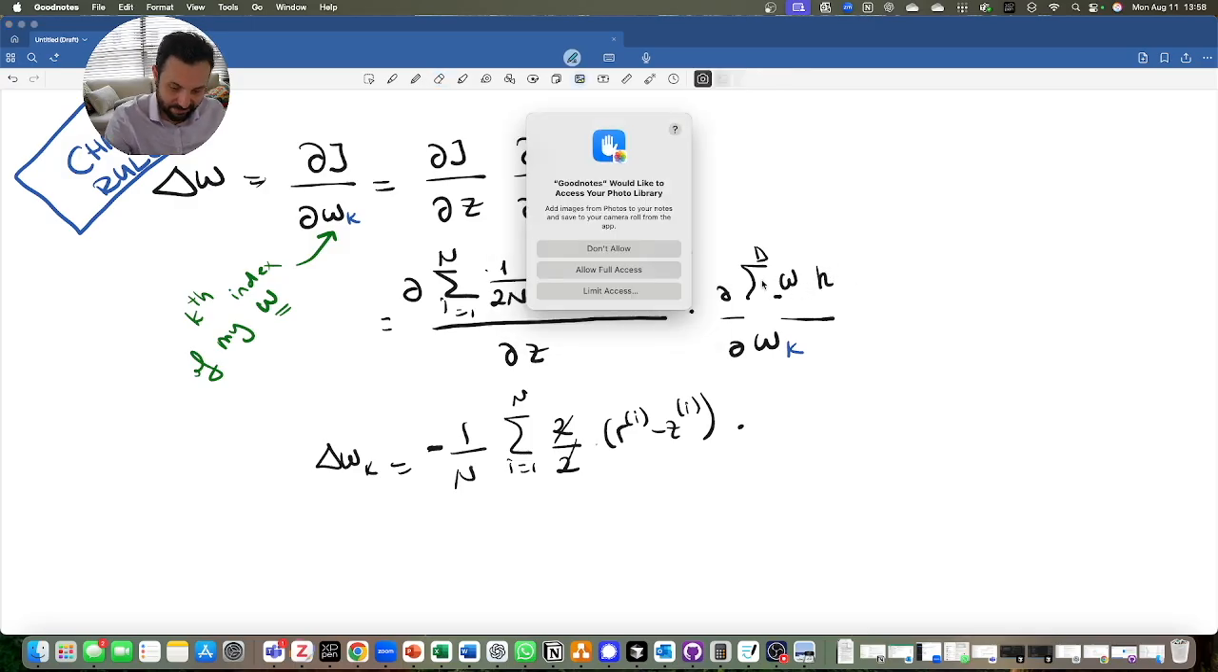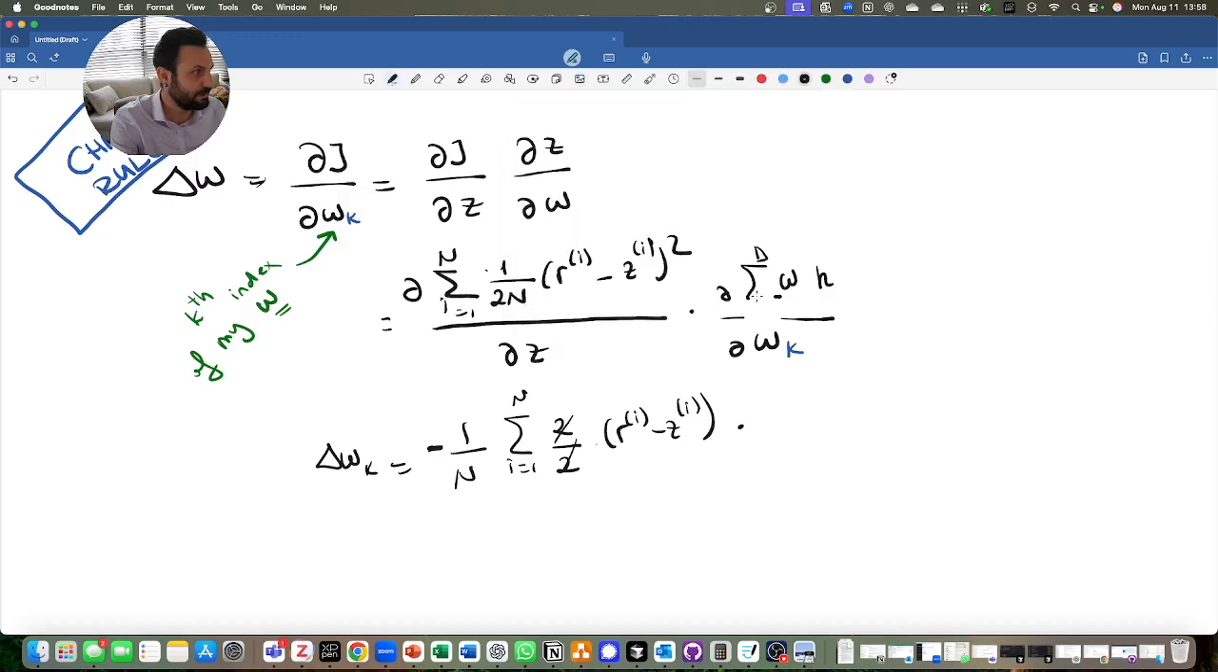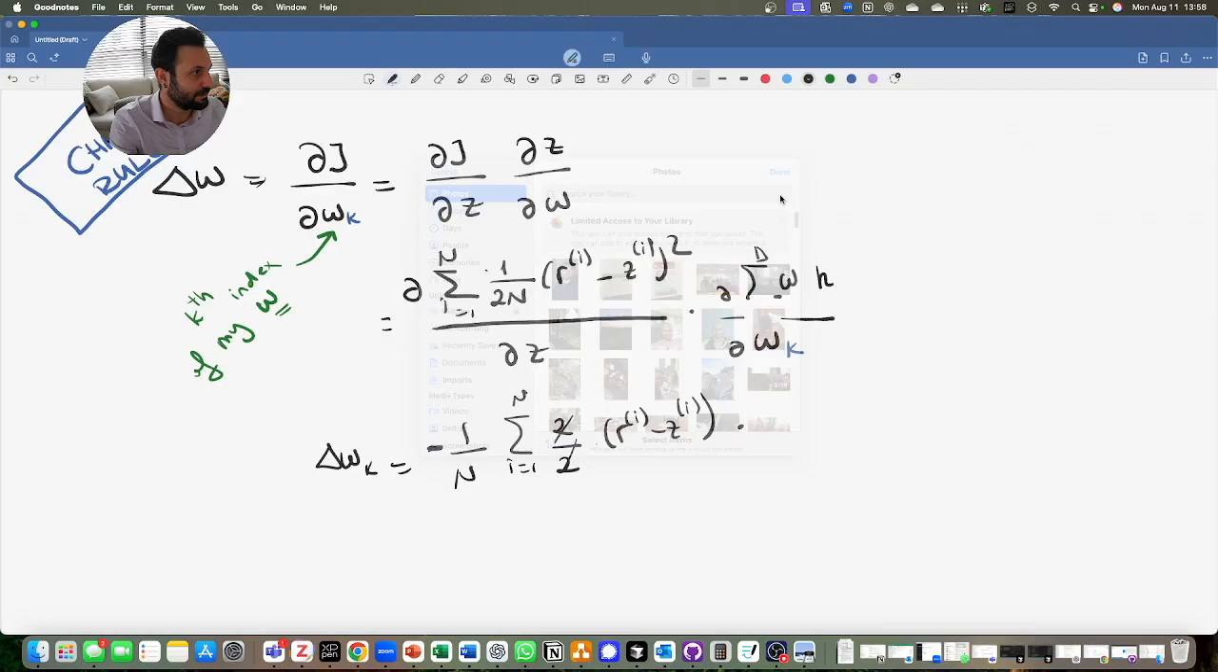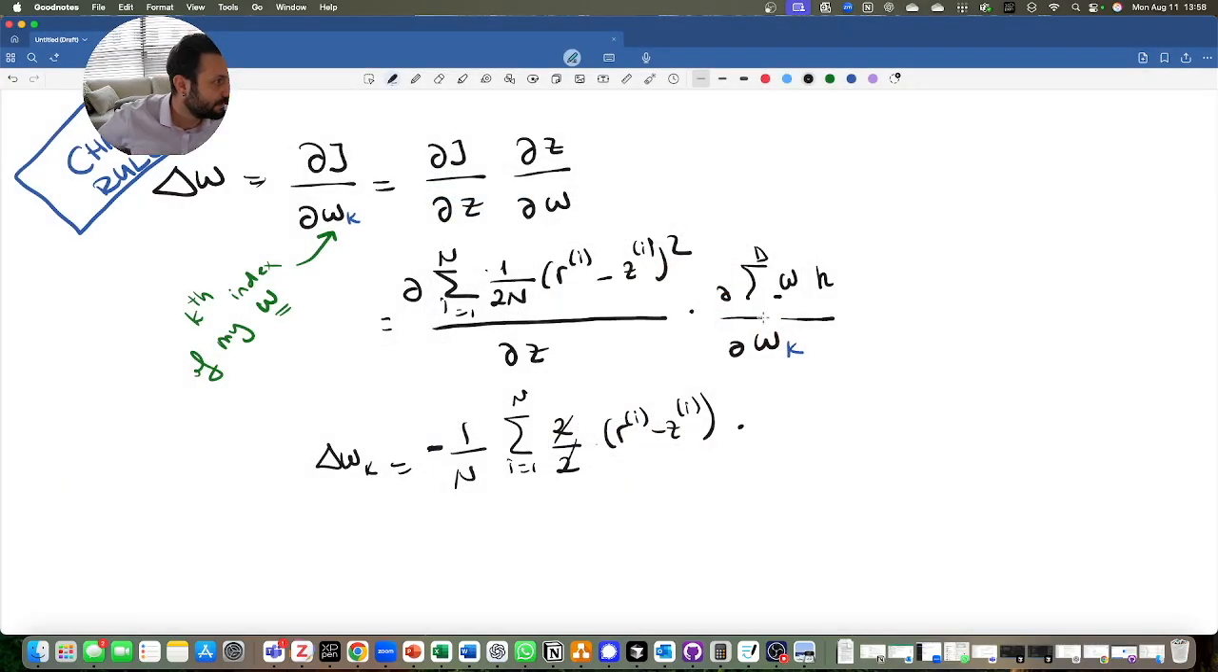Let me, whoops. Right. So my sum over d equals 1 to w_d h of d, right? Only one of them will have w_k in it, and that's going to be whatever k is. K can be 1, 2, 3, 4, and that's going to be multiplied with the h of that index, right? So it's going to be h of k.